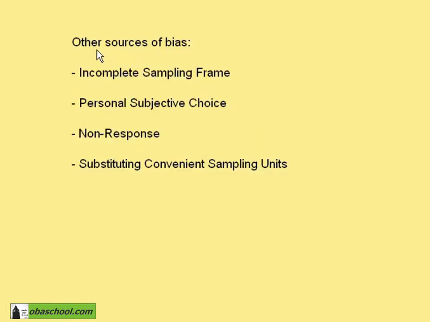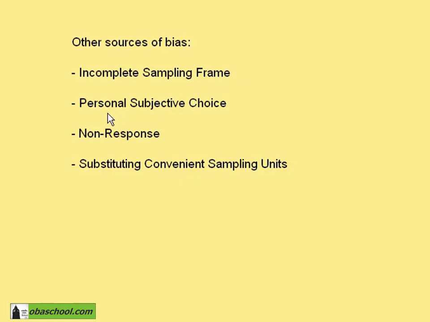There are potentially other sources of bias. One of these is an incomplete sampling frame. If we have an incomplete sampling frame, we don't know all of the sampling elements in our population, and this could well lead to bias because there might be a particular reason that these people are missing from our sampling frame.